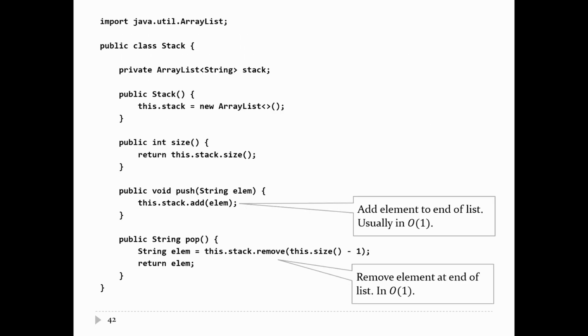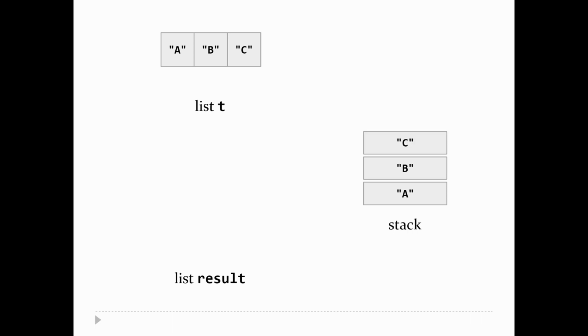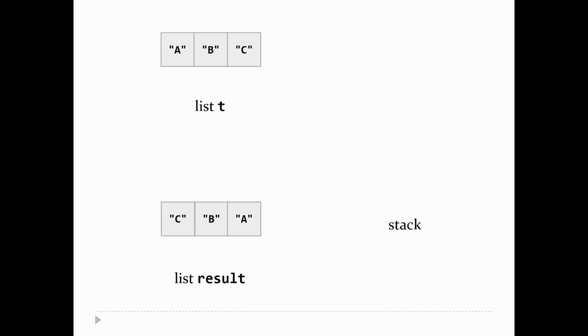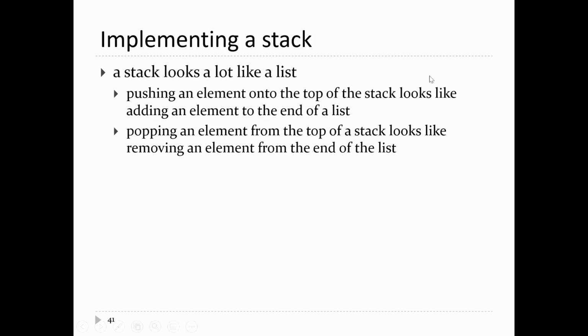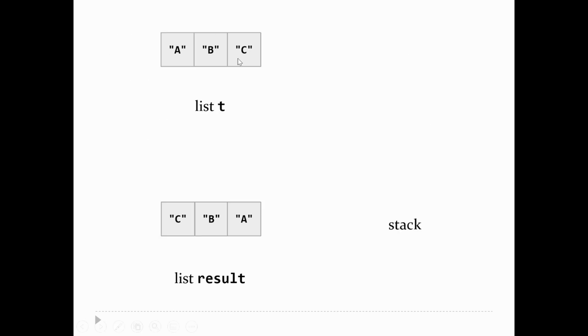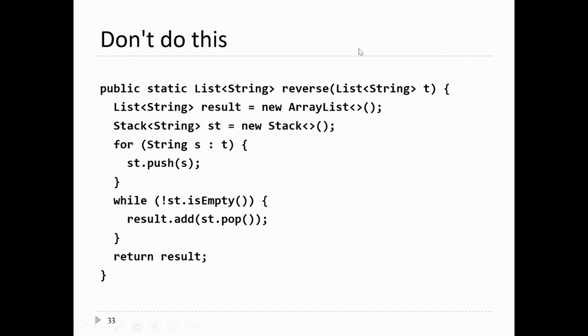I need memory for the stack, and then I need memory for the resulting list. Whereas you could just reverse the list directly, by looping over the list backwards and putting the elements directly into the result. So the method, if you wanted to use a stack, looks like this.